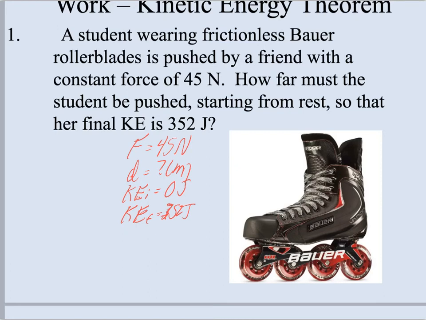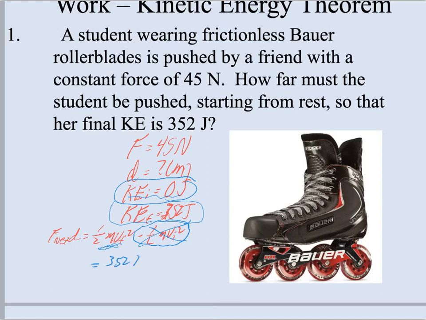Well, if we write out our work energy theorem, we know that FD equals 1/2 mvf squared minus 1/2 mvi squared. Well, what's this value right here already? That's the initial kinetic energy. Well, that's 0, so that takes that out of the equation. Do we have to do any calculations to get 1/2 mvf squared? Isn't that what the 352 is right here? So this would be 352 on this side.